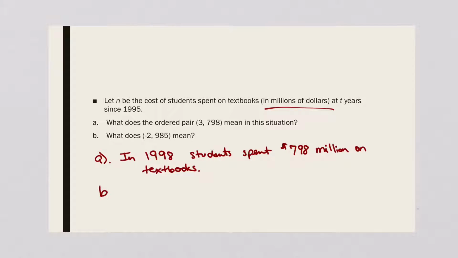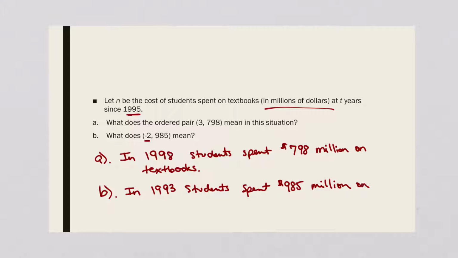Okay, so look at part B. What does -2, 985 mean? -2 means I'm going to go backwards 2 years from 1995. So in 1993, students spent $985 million on textbooks.